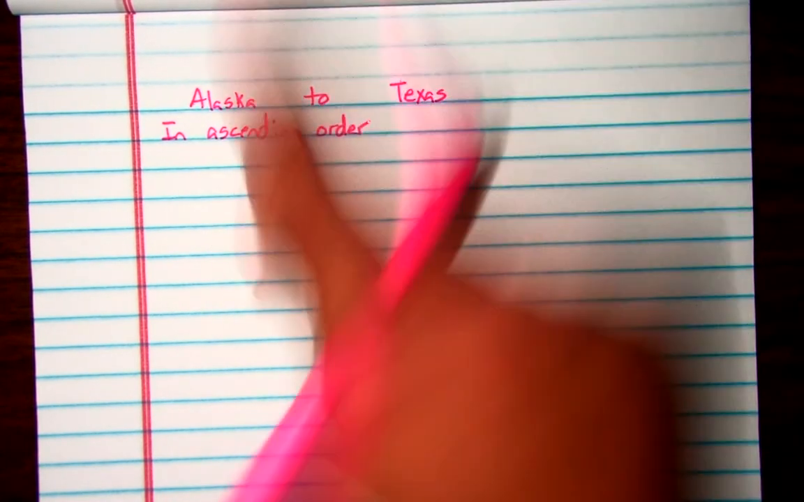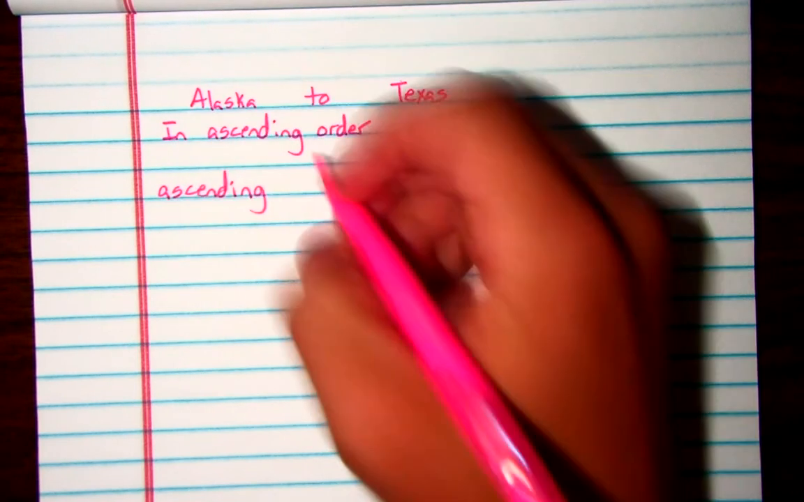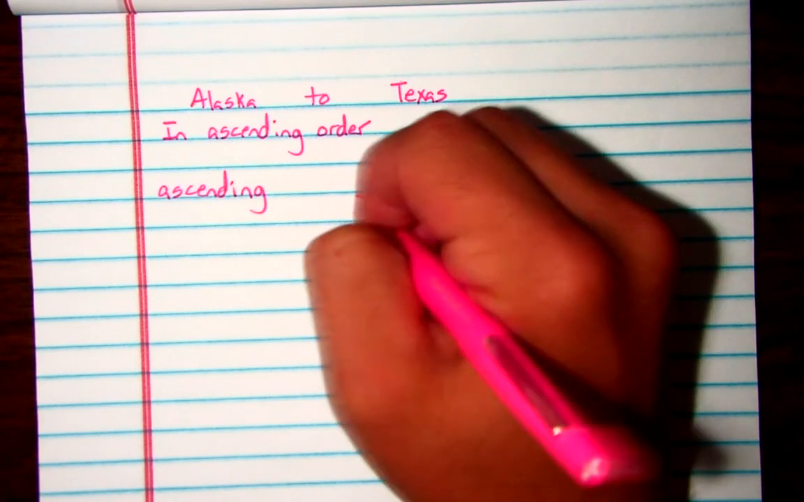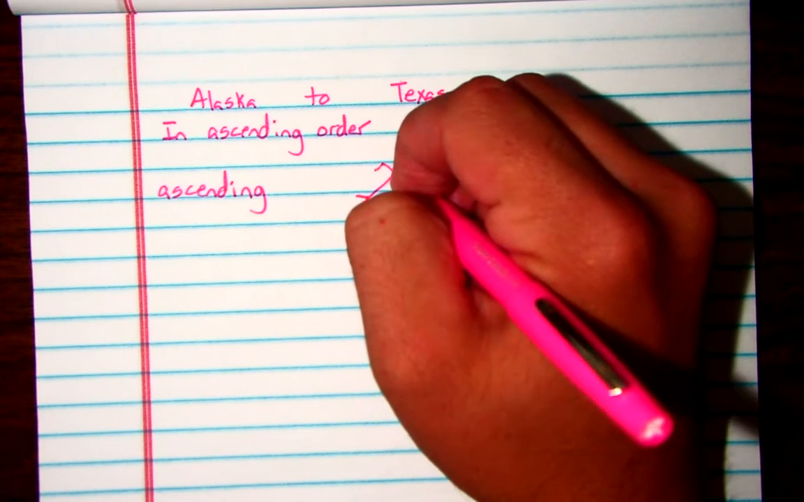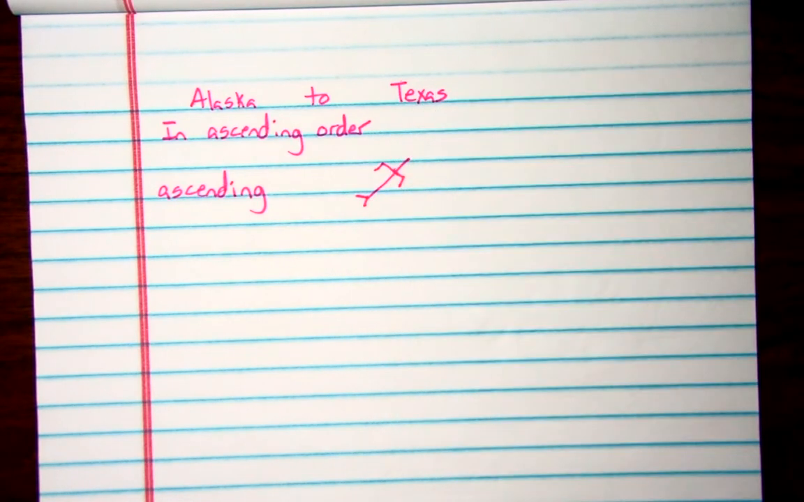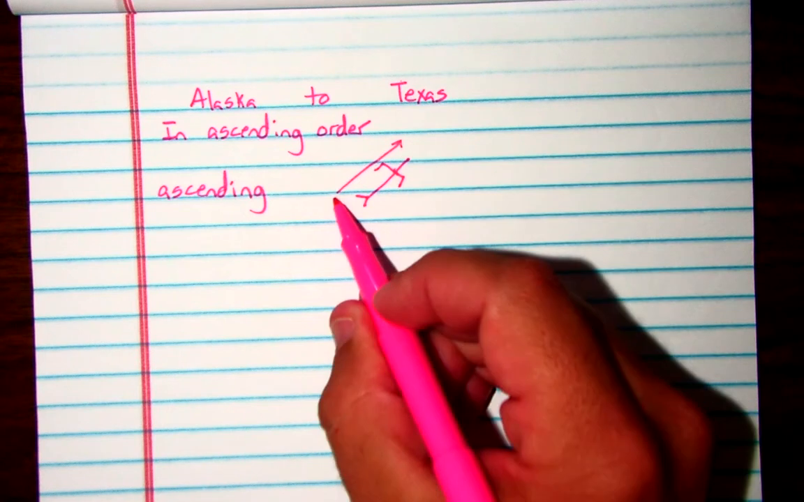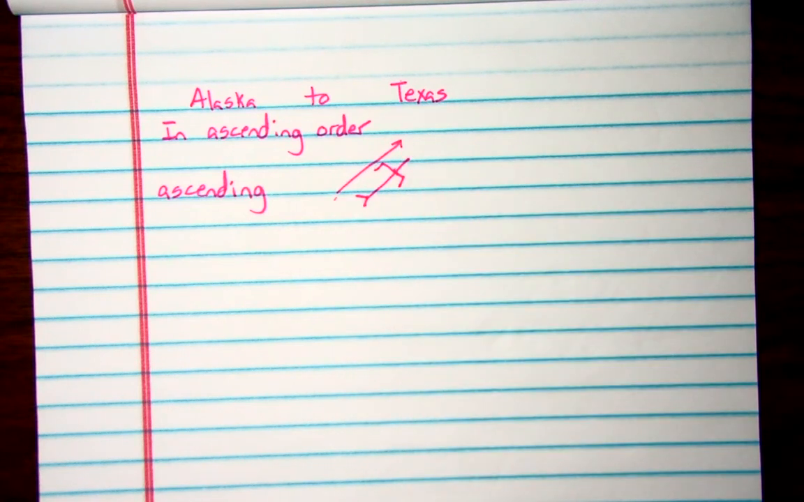So this is a vocabulary word that you're going to need to know. Ascending is like when a plane takes off. So here's my airplane taking off. I'm not a very good artist, but it's good enough. Yeah, that's a terrible looking plane, but hey, ascending means it's going up, so it's going from least to greatest.